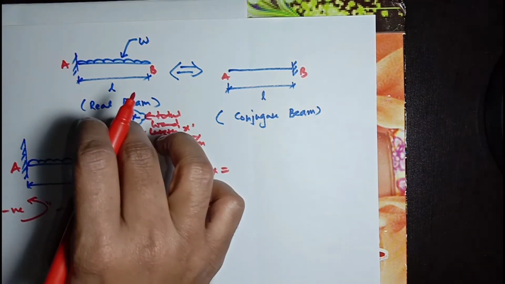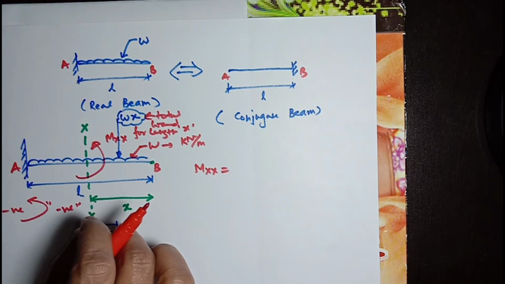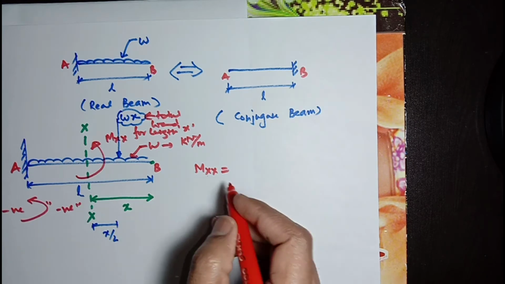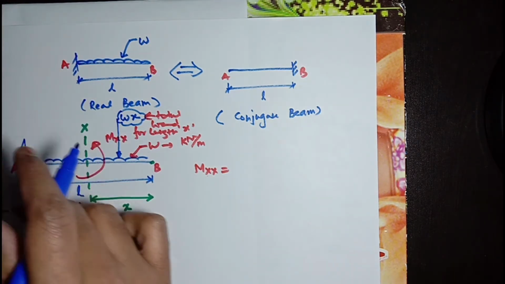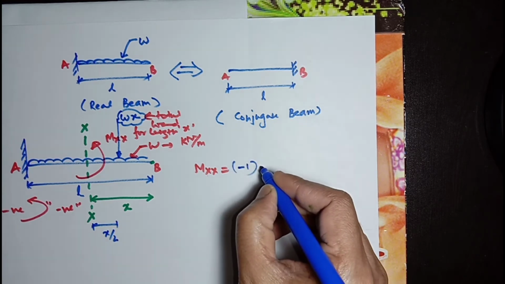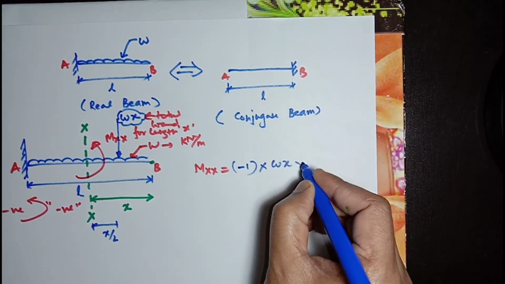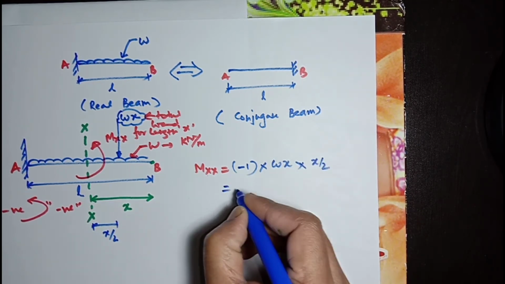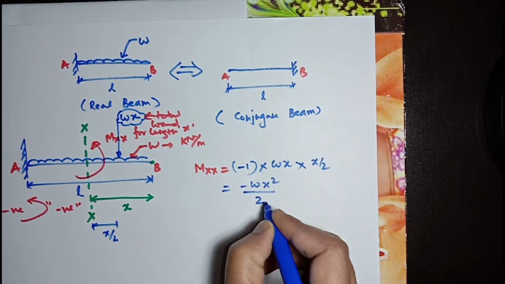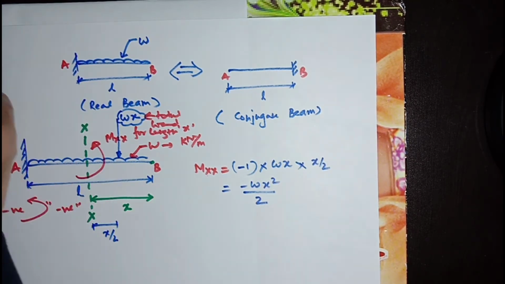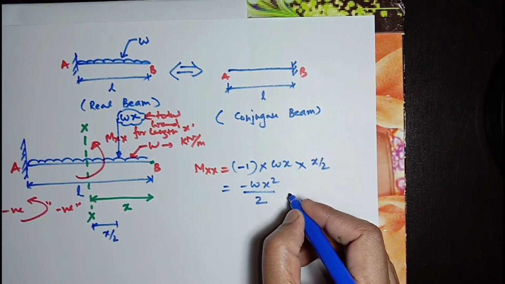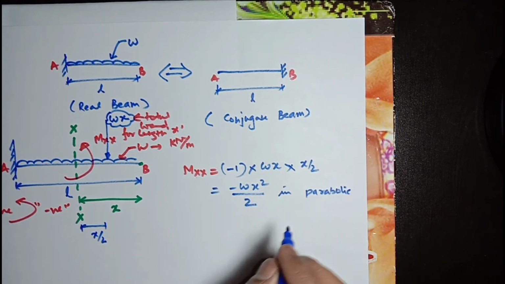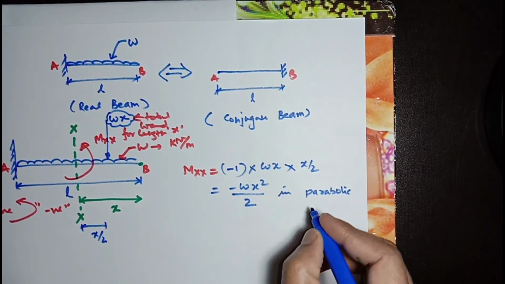So moment will be this Wx multiplying with distance x by 2. Load multiplying with distance is nothing but moment, and as this moment is in anticlockwise direction, moment will be minus sign multiplying with the Wx, and length is x by 2. It will give minus Wx square by 2. This is a general bending moment, but it is in parabolic nature, so that we can draw a bending moment diagram, parabolic nature.